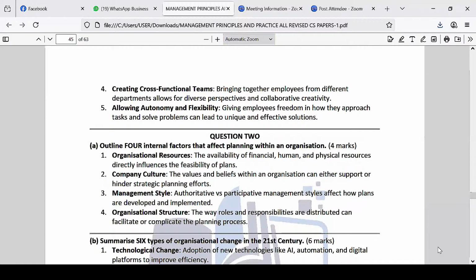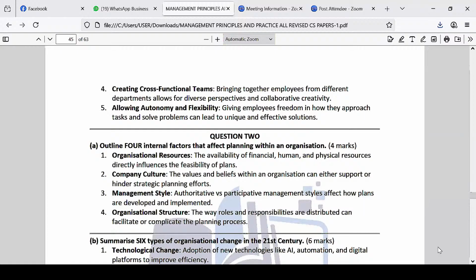The values and beliefs within our organization can either support or hinder strategic planning. You can have a culture that supports planning, or you can have a culture that does not support planning so much. Basically, the culture of the company determines how planning is undertaken. That is a very important factor.